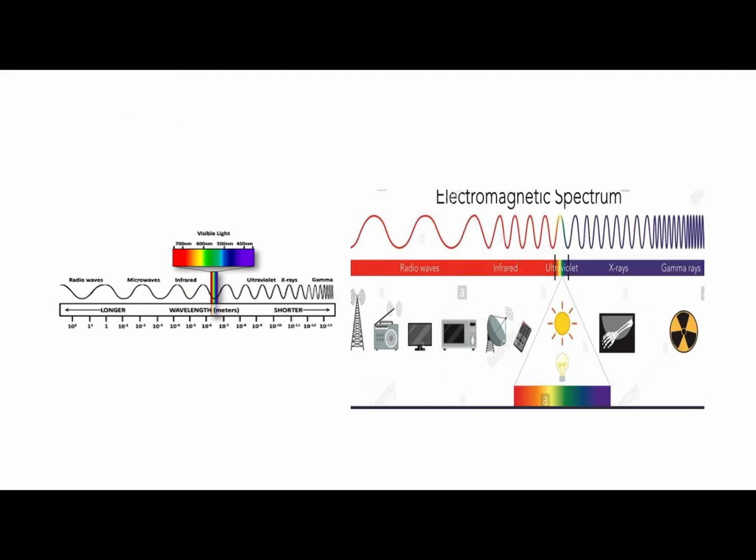The electromagnetic waves which have wavelength in the range 10 to the power minus 4 meter to 10 to the power minus 10 meter and frequency range of 3 into 10 to the power 18 Hz to 5 into 10 to the power 22 Hz are known as gamma rays. These are produced during nuclear reactions. These rays are used in cancer therapy and to study the structure of the atomic nucleus.